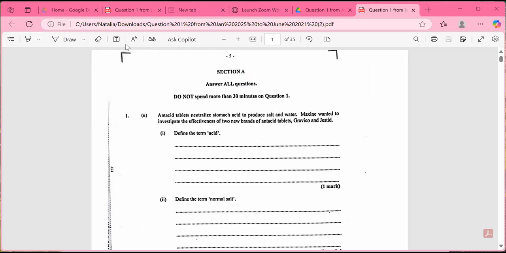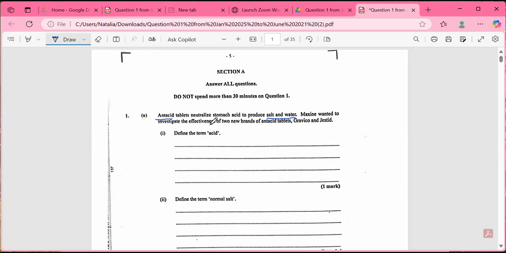All right, afternoon, everyone. So we're looking at January 2025, question number 1. It says an antacid. An antacid is a compound that neutralizes acid in the stomach. So an antacid tablet neutralizes stomach acid to produce salt and water. So that's what is happening.